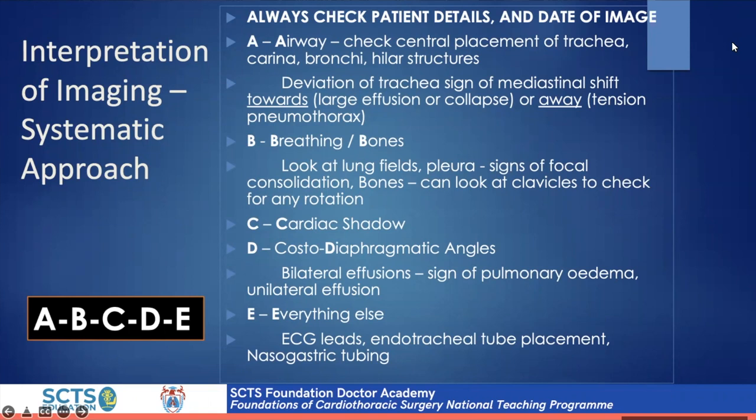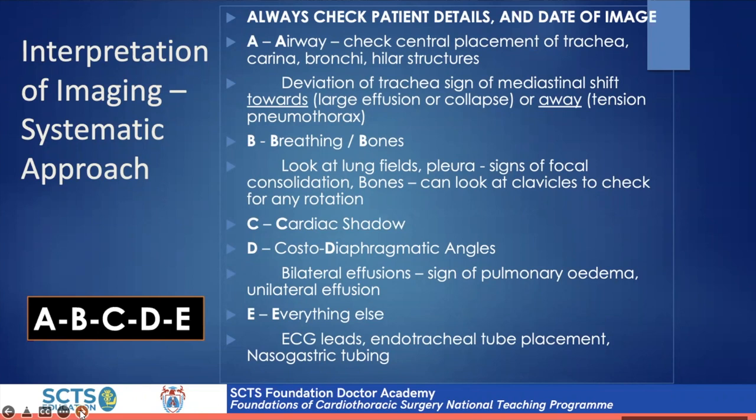C is looking at the cardiac shadow. I will go on to discuss this later. And D, looking at the costo-diaphragmatic angles, essentially looking at the base of the lungs to see if they're easily visible. And E is for everything else, any paraphernalia of anything like ECG leads, nasogastric tubes, endotracheal placements, any chest drains in situ, any lines in situ as well, that you should always comment on. And you may be asked to also check things like CVC placements and things like that after they've been put in.